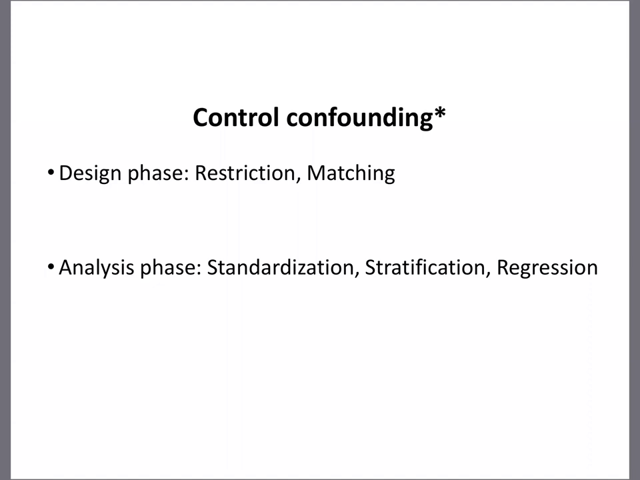So for confounding, in the design phase, restriction and matching, and in the analysis phase, the three methods are standardization, stratification, regression, and some newer techniques which are coming up. Just introduce it as we move ahead.